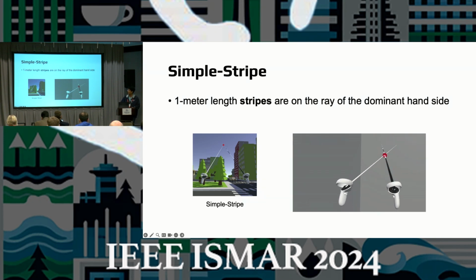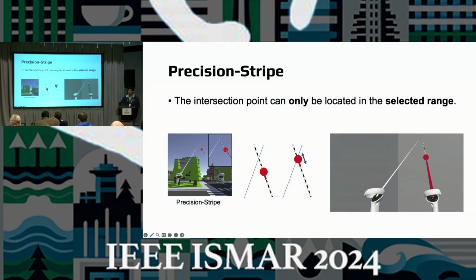And the next variation is simple strip. From the previous variation, we add 1 meter strips on a ray to increase depth perception. A user can measure the distance using these strips. And the next variation is precision strip. From the last one, we add 1 feature. A user can select 1 strip.